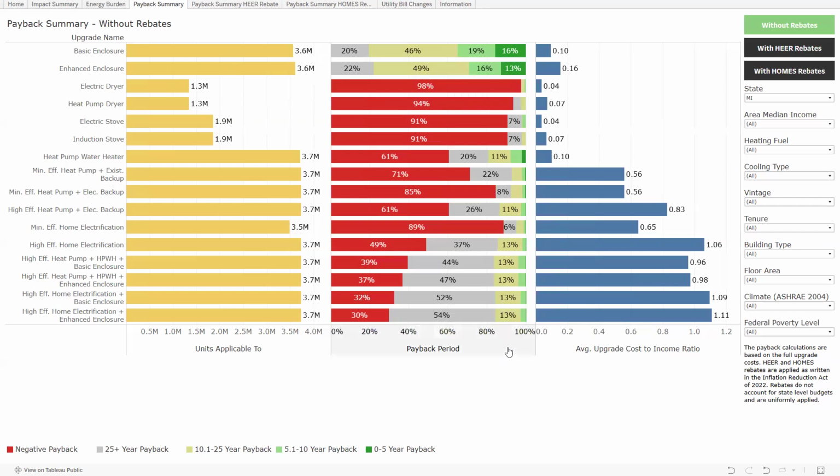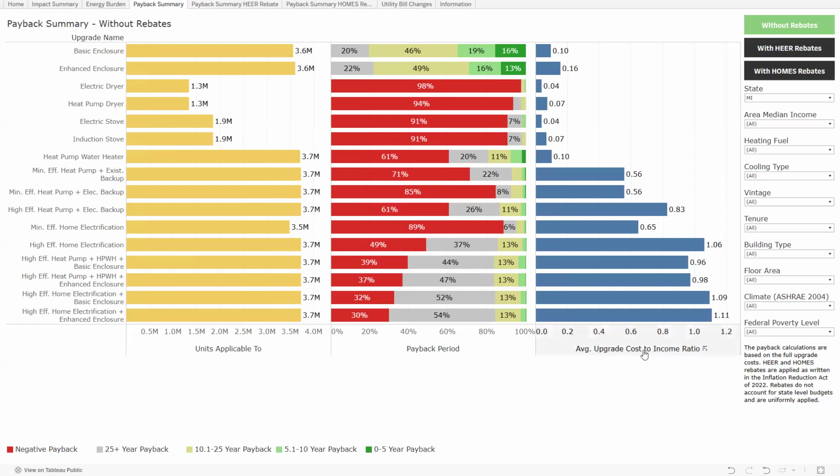The second column here is going to be our payback period. So the red is a negative payback. Gray is a 25 plus year payback. Yellow is a 10 to 25 year payback. The light green is 5 to 10 year payback, and the dark green is less than a 5-year payback. This is going to give you an understanding of how long it's going to take to recuperate the money from the decrease in energy bills compared to the cost to upgrade.